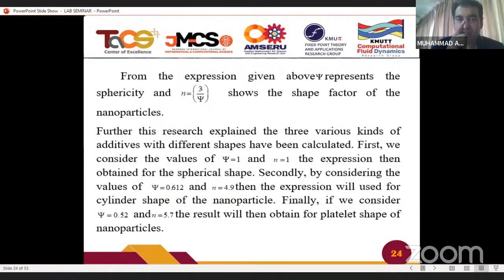Now, as we discussed the different shapes, different shades can be highlighted here from the expression. Psi represents the sphericity of the nanoparticle, and the relation can be expressed as n equals 3 over psi, which shows the shape vector of the nanoparticles. Furthermore, this research explains the three various kinds of additives with different shapes which have been calculated.